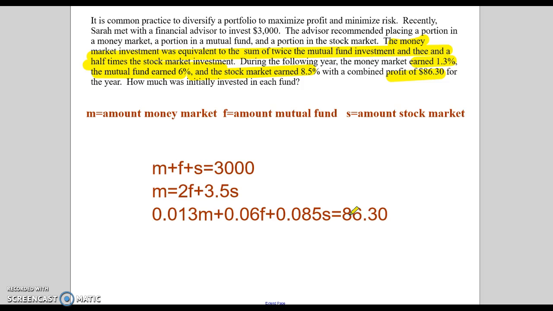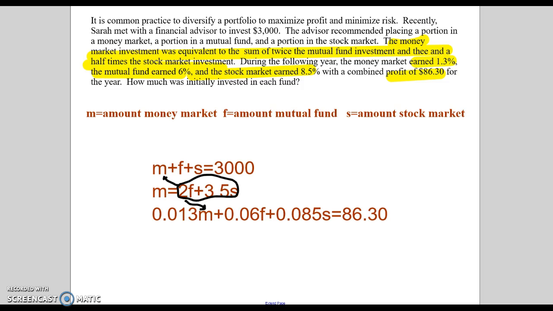Now it's a matter of, well, what do I do with them? There's multiple ways I could go about this problem. The easiest one in this case, because I have M solved for, is to start by doing a basic substitution. So what I'm going to do is take the 2F plus 3.5S and plug it in both cases for M. So then I'm down to a 2-variable equation. Much easier to deal with, and then I can go through and do either substitution or elimination again.